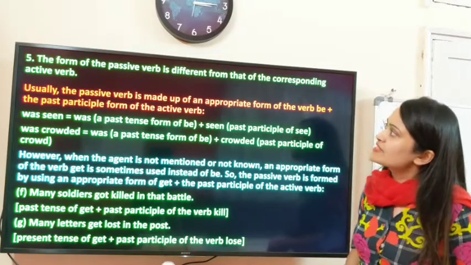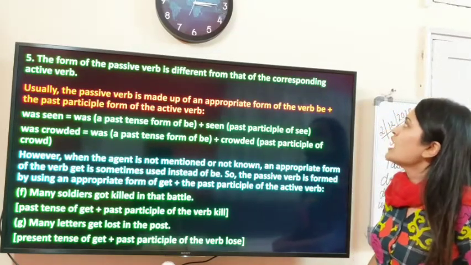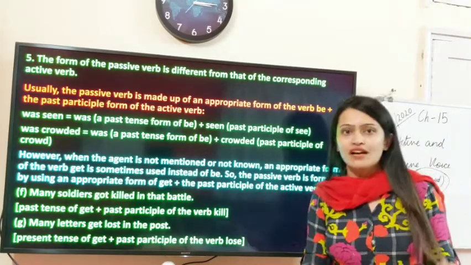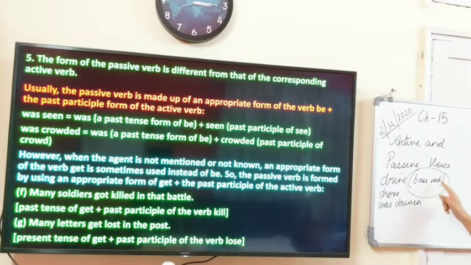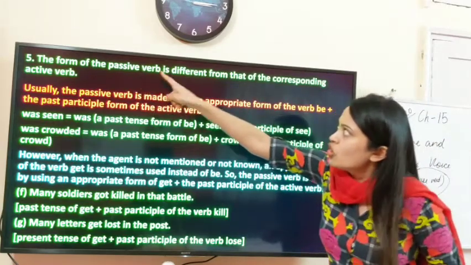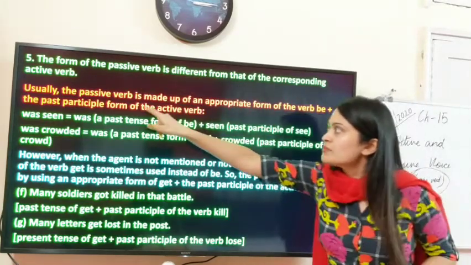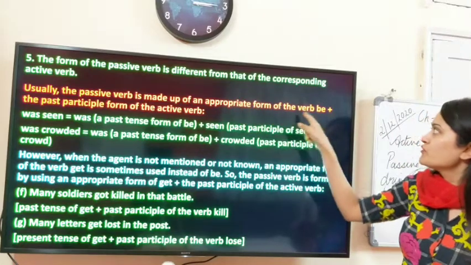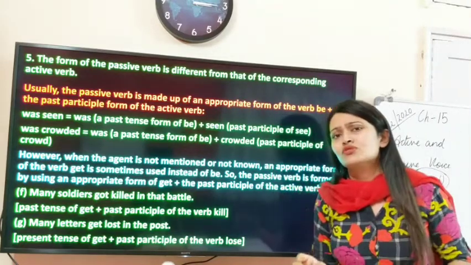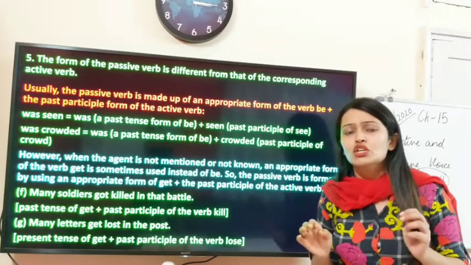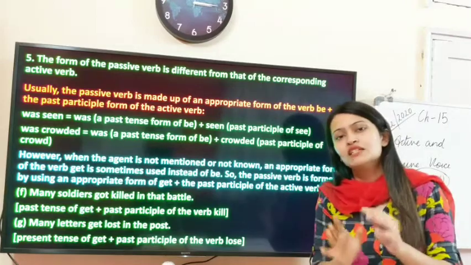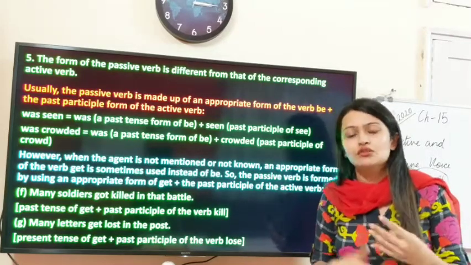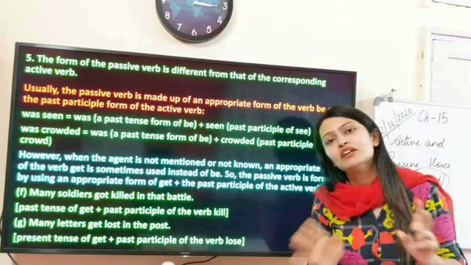The form of the passive verb is different from that of the corresponding active verb. I have just told you all, children, that the form is going to be different, and the form will tell us whether it is an active verb or a passive verb. Okay, usually the passive verb is made up of an appropriate form of verbs. So in passive sentences, children, we have a very selective set of forms of verb. If you master that, if you are continuously practicing that, then you'll make no mistakes.